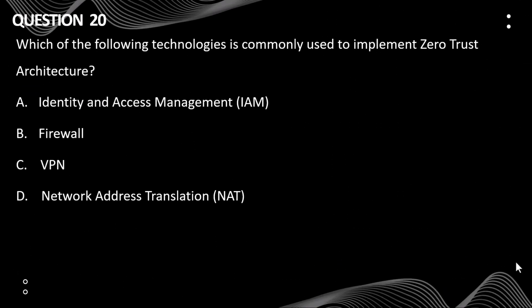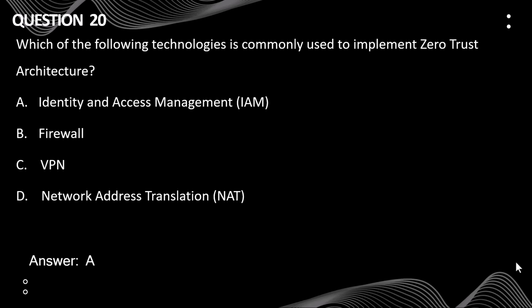Question 20. Which of the following technologies is commonly used to implement Zero Trust architecture? A. Identity and access management. B. Firewall. C. VPN. D. Network address translation or NAT. The answer is option A.